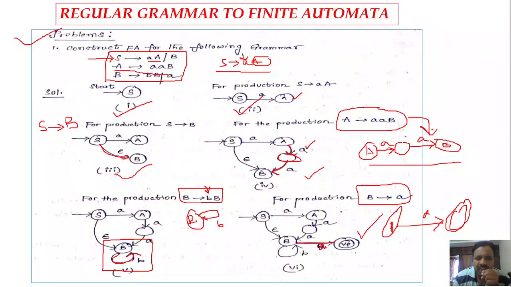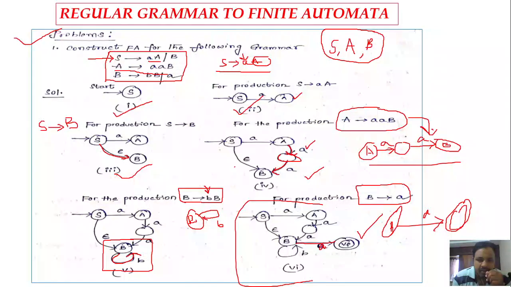You can give any name for the intermediate states, and you can give any name for the final state. Apart from that, the states must have the same names as the variables in the given regular grammar. Overall, how many variables do we have? S is one variable, capital A is one variable, and capital B is another variable. So three variables are there. You must have three states with the names S, A, B, and along with that, you may have some intermediate states and final states. This is how we construct the finite automata for the given regular grammar. I hope the concept is clear.